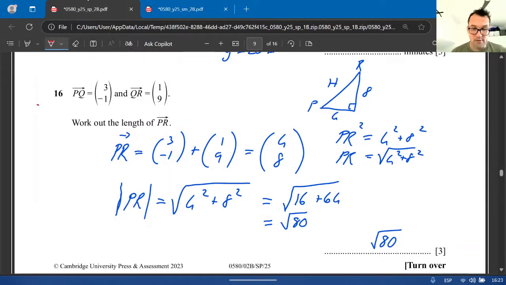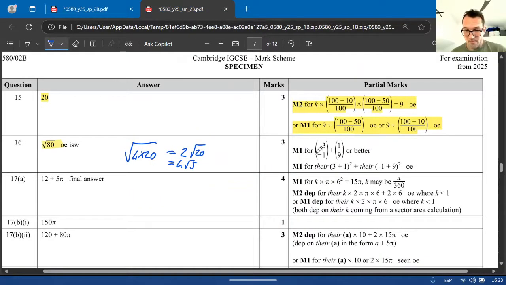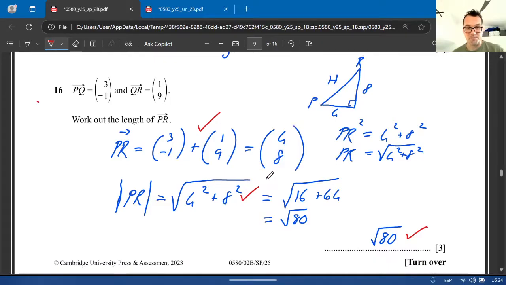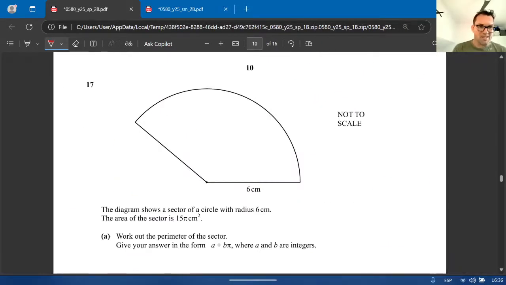Marks are awarded here for adding the two vectors together. Okay. And then there's the square and square. So whatever answers you got after you add them together, if you square those two numbers, you get another mark. There isn't anything about the root. And then for the final answer. You genius. On to question 17.